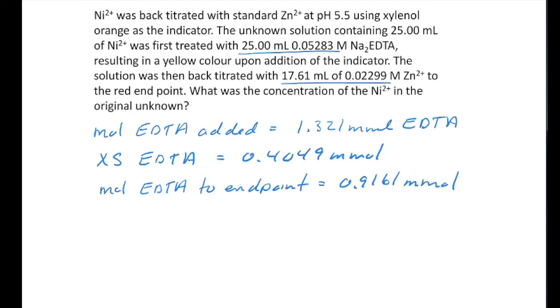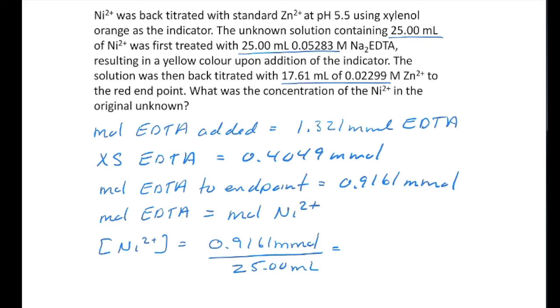Now to turn this into nickel, we must realize that the nickel and the EDTA react in a 1-to-1 stoichiometric ratio. So the moles of EDTA that were needed to get to the endpoint are the same as the moles of nickel that were in the solution. Now that we have the moles of nickel, we also have a volume of nickel that was initially used, which was 25 milliliters. So taking the moles divided by the liters is going to give us the concentration of nickel in this unknown solution. And that equals 0.03664 molar.